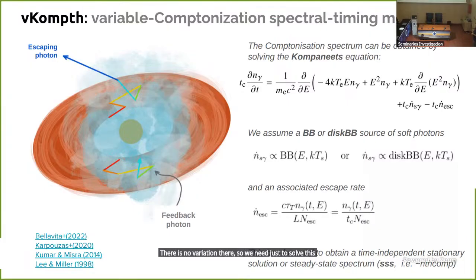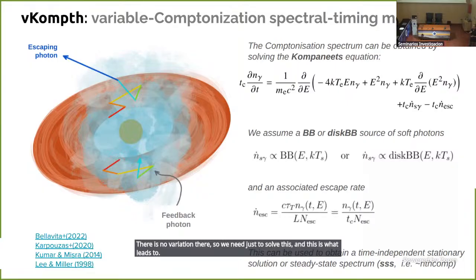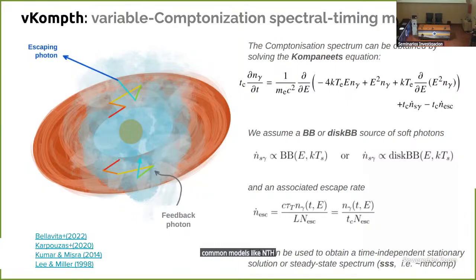And this is what leads to common models like NTH-COMP, for instance, which is very used to fit spectra of these sources. But what happens if we don't make this zero, but we just allow it to vary? Well, there will also be variations in the diffusion of the photons in the cloud. So there are two terms here which are important.